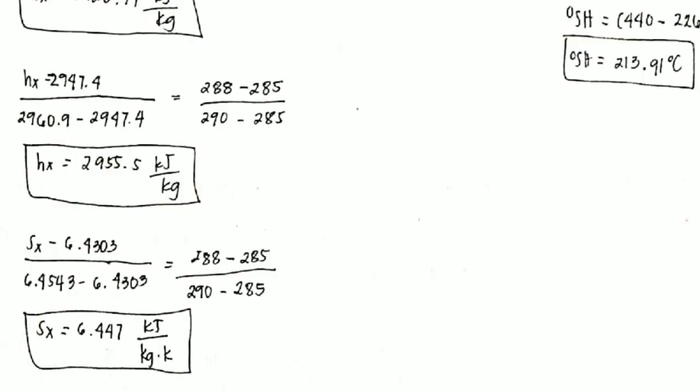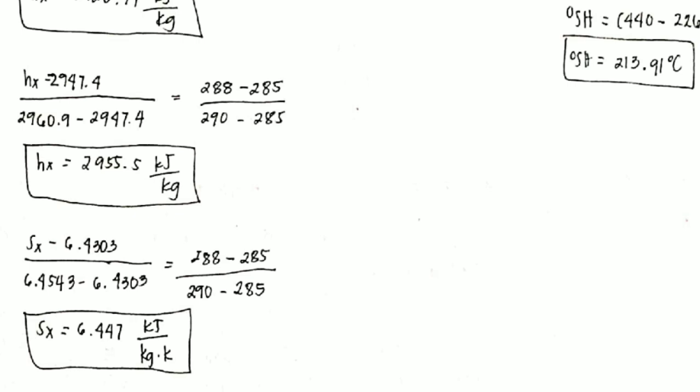So, let's go to the value of H, the specific enthalpy. Its result is in kilojoules per kilogram. We will follow the same steps. In getting the value of Hx, we will use this formula: Hx minus the H value at 285, 2947.4, over the H value at 290, 2960.9, minus the H value at 285, 2947.4, equals T-act, 288, minus 285 over 290 minus 285.